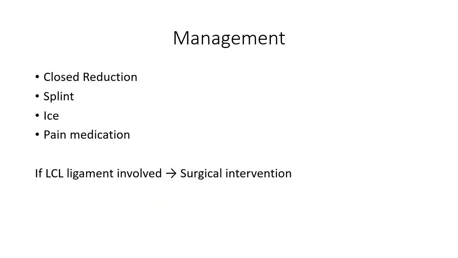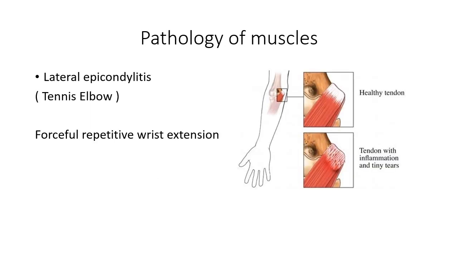The management is urgent closed reduction after a neurovascular examination. Then we do splint, ice, and pain medication. After we have done the closed reduction, we have to examine the elbow joint for stability. Unstable elbow joints after reduction usually need surgery. And if the lateral collateral ligaments are involved, then surgical intervention is needed to repair these ligaments.